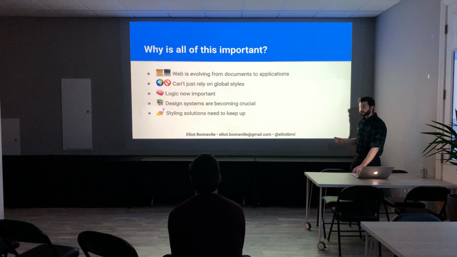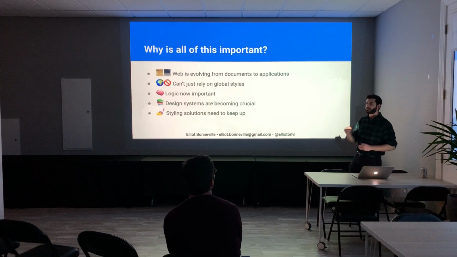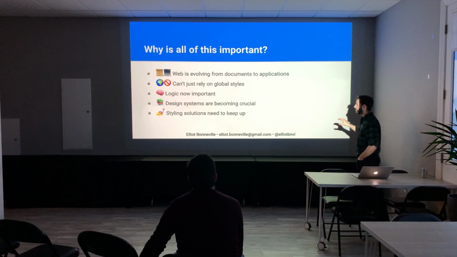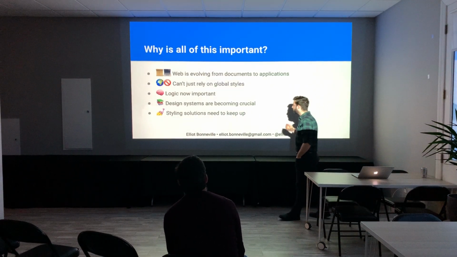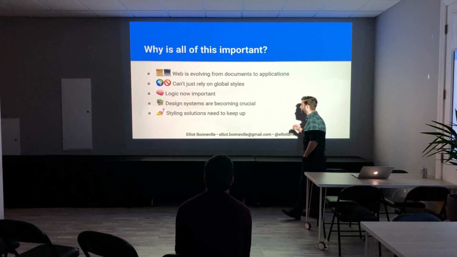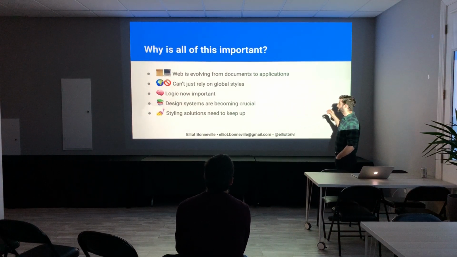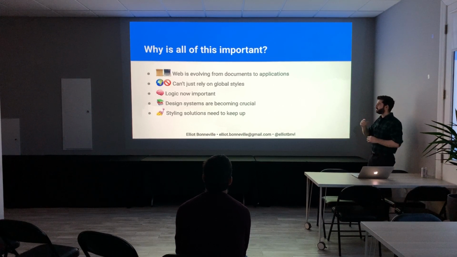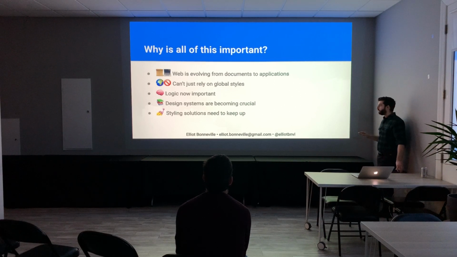So why, again, is this important? Going back to what I was talking about initially, the web is evolving. We're not styling documents anymore. We're styling applications. So we can't use global styles, right? Logic is much more important because there are so many more things that can happen. Design systems, as a result of this, are becoming crucial. Design systems are that whole theme object idea, right? You can have your design team come up with a bunch of values, stuff them in that theme object, and then your developers will only use those values, instantly completely consistent across all of your applications.